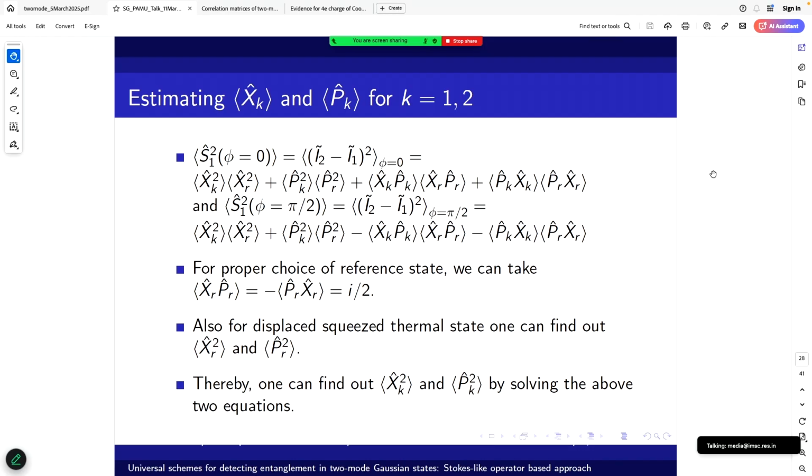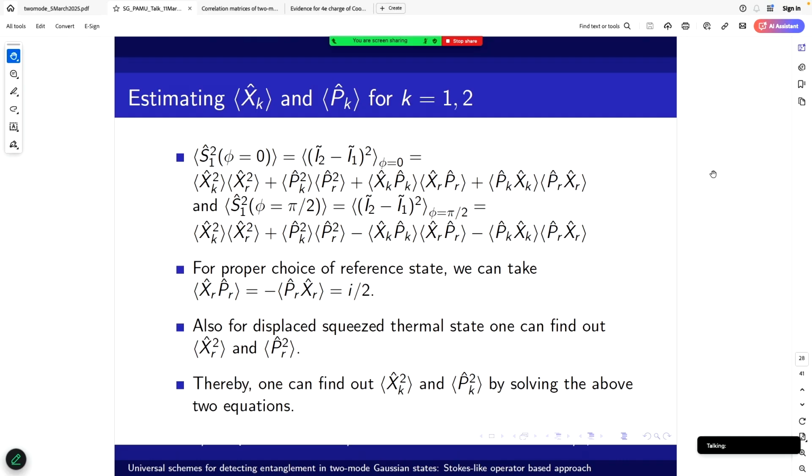In principle I can choose the reference state properly, so that I will have this. I am not sure whether the displaced squeezed thermal state will provide you this, but anyway one can do that, that is not a big deal. In principle one can choose that, but these are basically out of phase. So, I have fixed these values, and for a displaced squeezed thermal state one can find these values, not only for that, any classical state you can figure out. Therefore, one can figure out the square of this, because these are 2 equations for phi 0 and phi pi by 2. So, you can figure out these quantities.